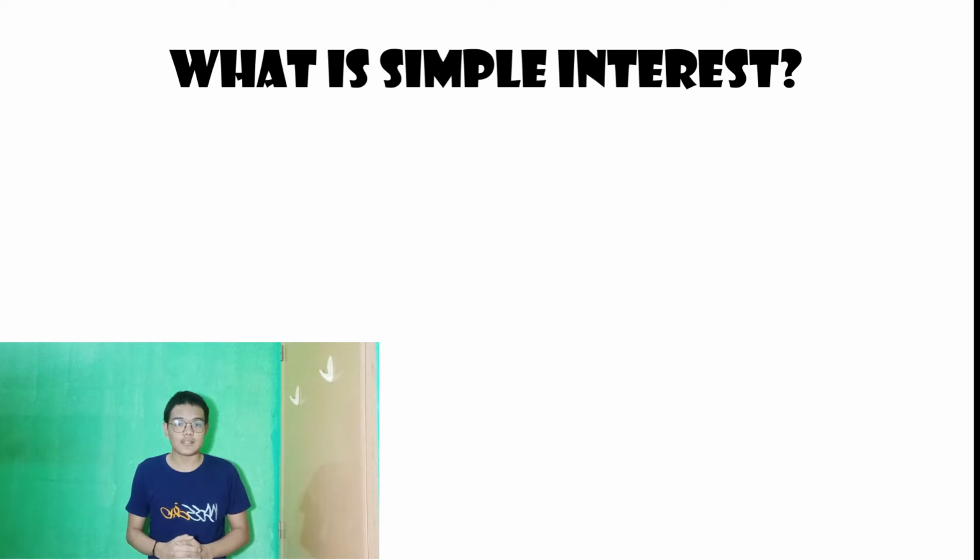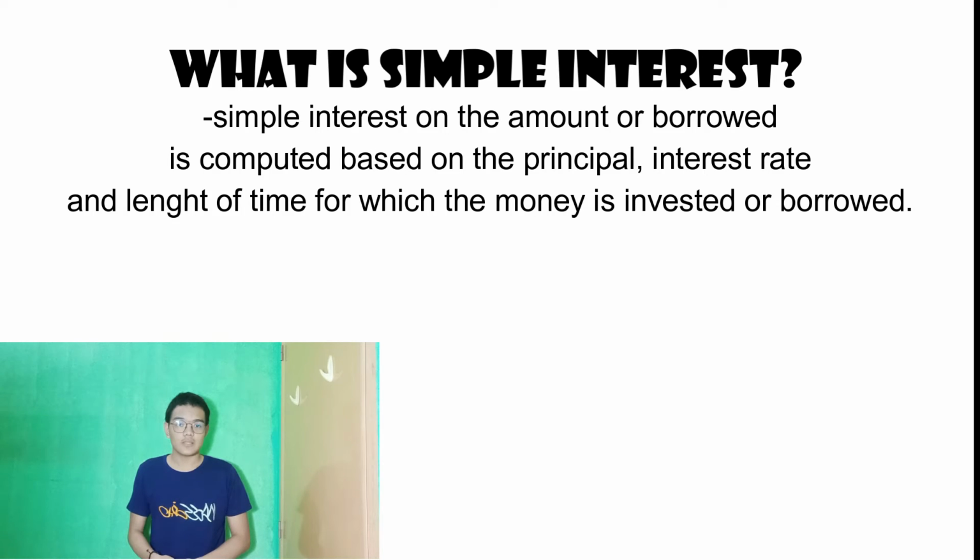So let's start. First things first, what is simple interest? Simple interest is computed using either actual or approximate time. For every financial transaction, whether you borrowed or invested a certain amount of money, a corresponding percentage of principal is being paid. Simple interest on the amount you borrowed or invested is computed based on principal, interest rate, and length of time for which the money is borrowed or invested.